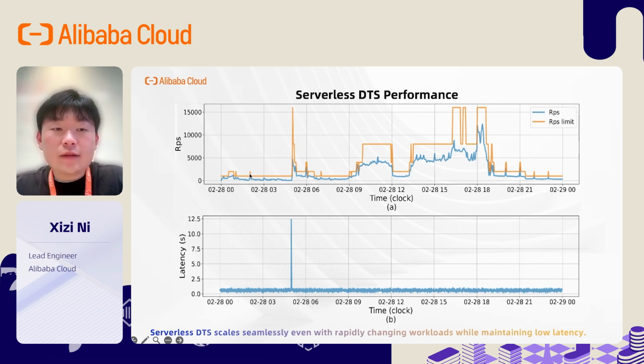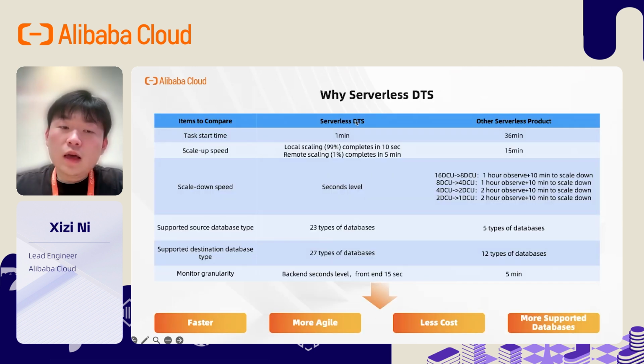The orange line is the serverless DTS RPS limit. We can see that it scales up and down with the online workload and maintains very low latency. Even if the workload increases from 0 to thousands in a very short time, the latency only reaches 12 seconds. Compared with other serverless products, serverless DTS is faster and costs less.